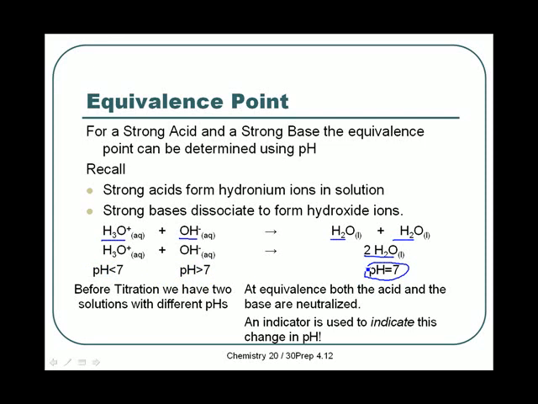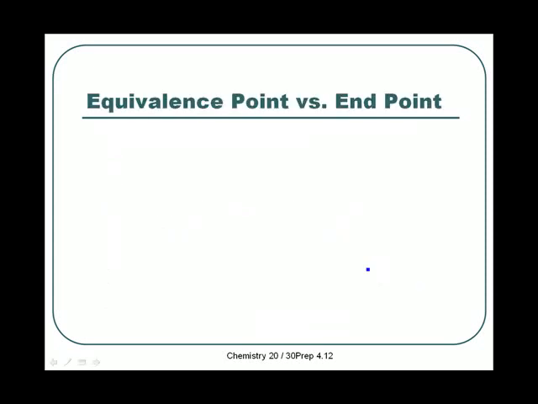So for acids and bases, the indicators we can use are the ones that indicate a change in pH. We can have something that's a certain color at low pHs, it's going to change to a different color at higher pHs, and therefore we can see when we've passed our equivalence point.